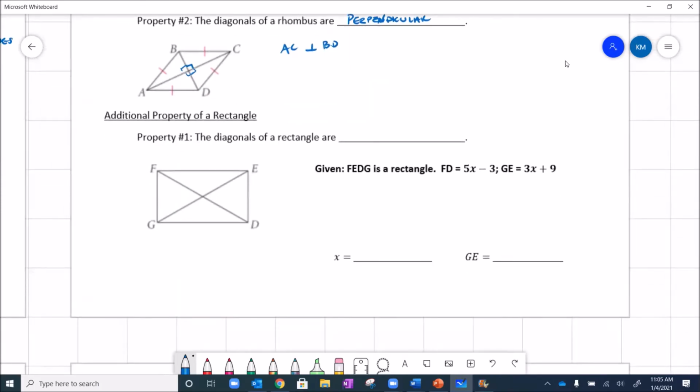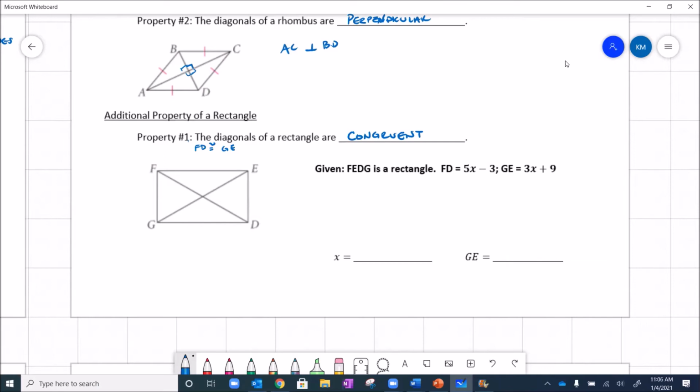For a rectangle, the diagonals of a rectangle are congruent. And so let's do a problem off of that. Congruent in this case would mean that FD is congruent to GE, right? So here it says that FEDG is a rectangle. They tell us that FD is 5x minus 3 and GE is 3x plus 9. They want us to find the value of x and to find the value of GE.